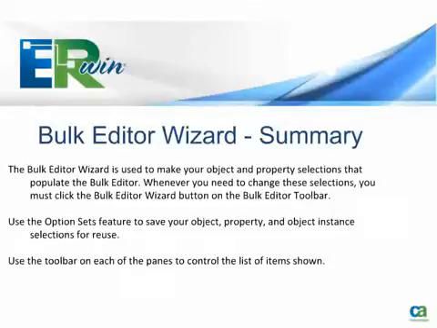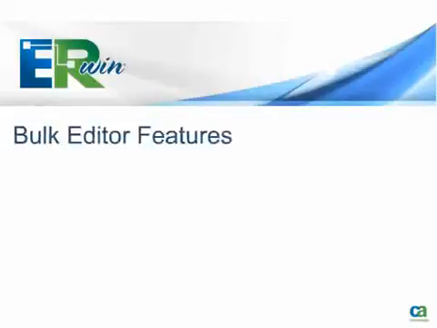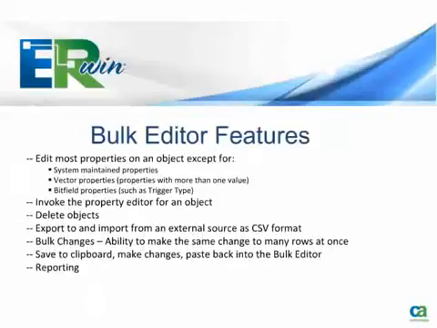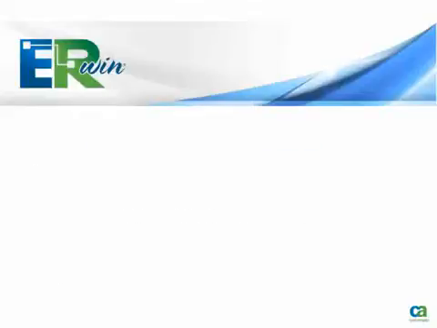Use the Option Sets feature to save your object, property, and object instance selections for reuse. Use the toolbar on each of the panes to control the list of items shown. Bulk Editor features include editing properties, invoking a property editor, deleting objects, export to and import from an external source in CSV format, bulk changes, editing data outside of ERwin using the clipboard, and reporting of model data.